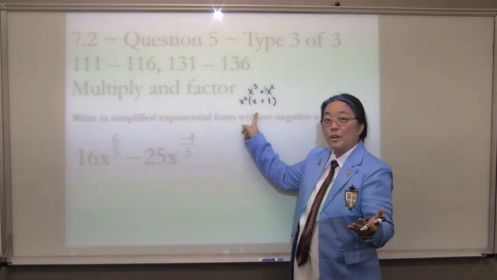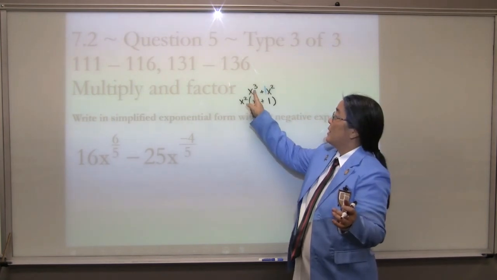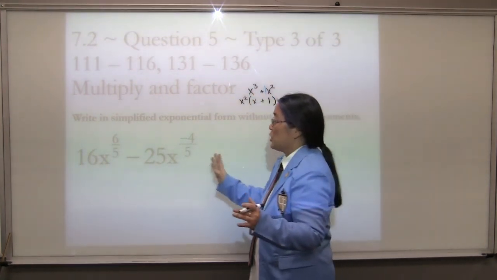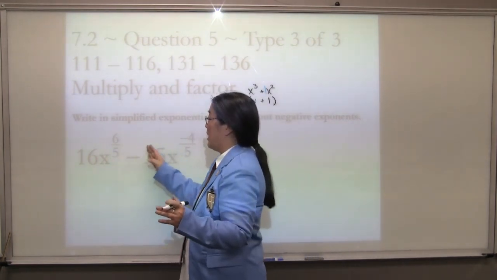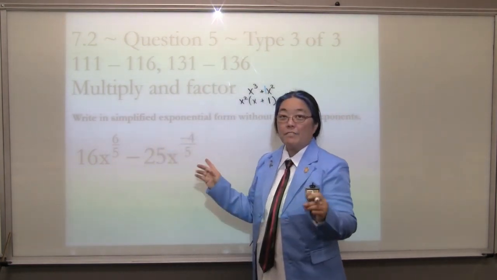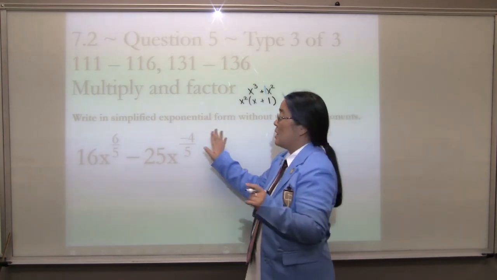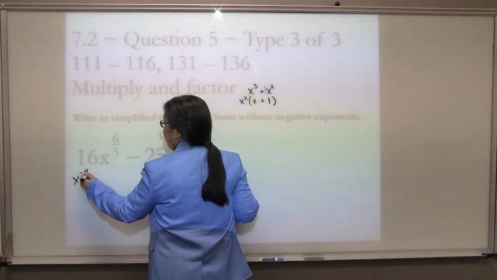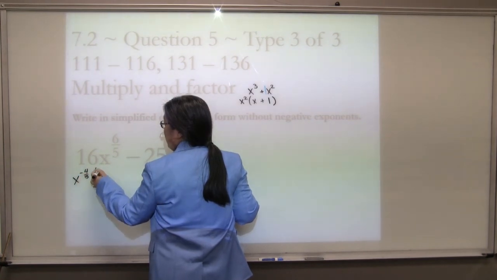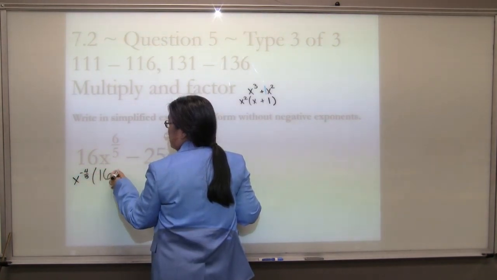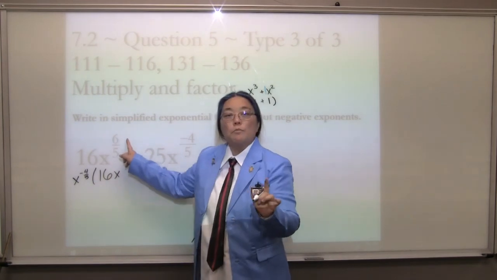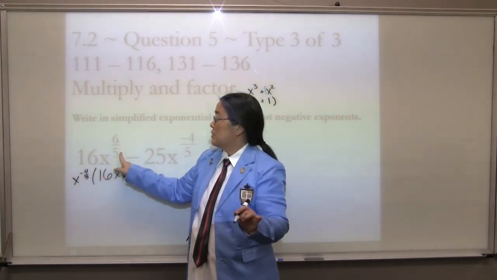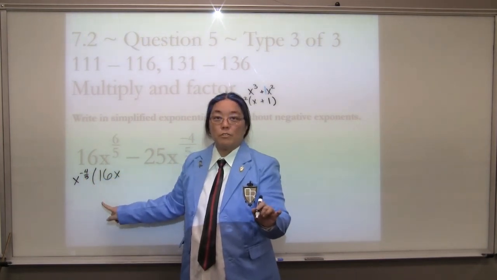I left this up here so you can remember that of the two exponents, we want to factor out the smaller of the two. Which is smaller, a positive 6 over 5 or a negative 4 over 5? Negatives are smaller than positives. We're factoring out x to the negative 4 over 5. And we're left with 16x to the, now be careful. A lot of people will say that this is x to the 2 over 5 because they took 6 over 5 and they subtracted 4 over 5.